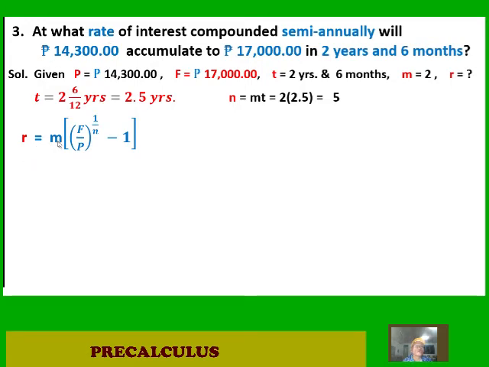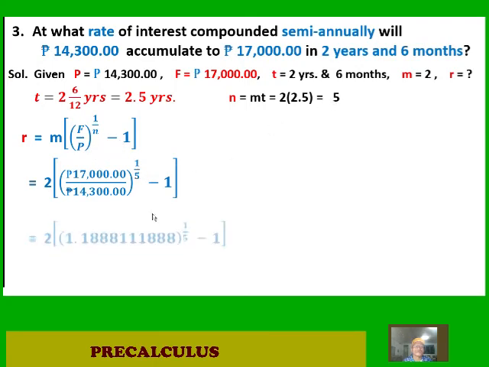R equals M times the quantity F over P raised to the 1 over N, minus 1. So substitute M equals 2. F is 17,000, P is 14,300, N is 5, minus 1.